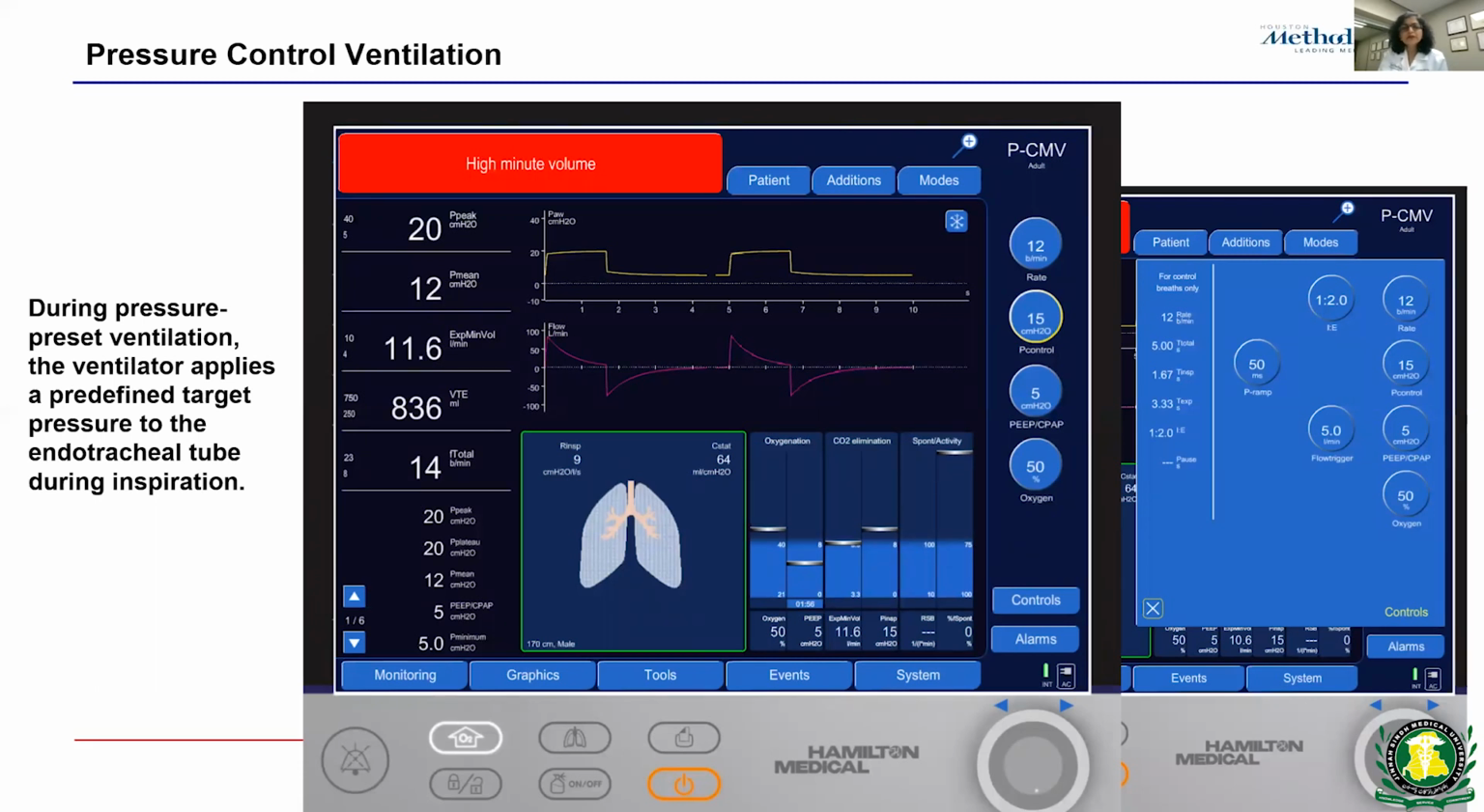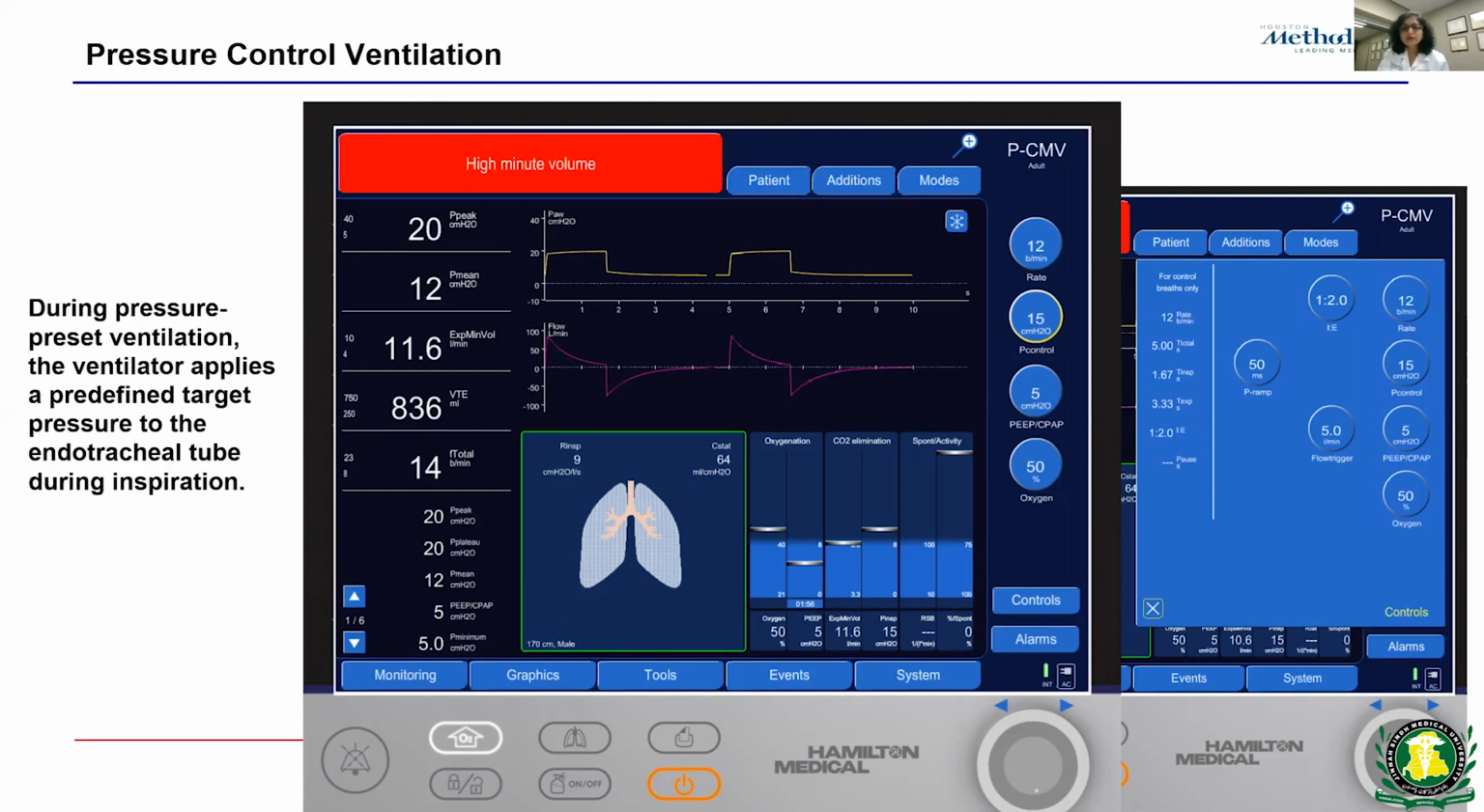Let's move on to pressure control ventilation now. During pressure preset ventilation, the ventilator applies a predefined target pressure to the endotracheal tube during inspiration, as I've shown here. So here we are setting an inspiratory pressure of 15 centimeters of water. And depending on the compliance of the lung, you will generate a volume. Now that volume has to be regulated to the exact volume that you need.